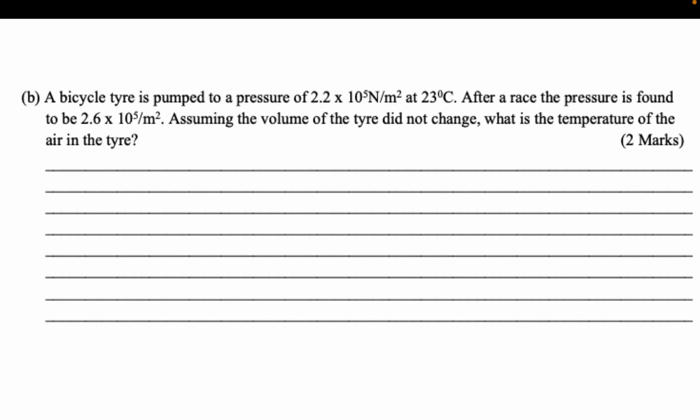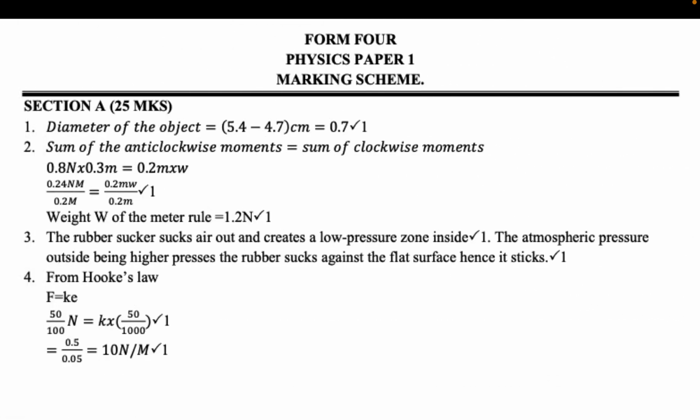Form 4 Physics Paper 1. Marking Scheme. Section A, 25 marks. Diameter of the object equals 5.4 - 4.7 centimeters equals 0.7 centimeters. Sum of the anti-clockwise moments equals sum of clockwise moments.